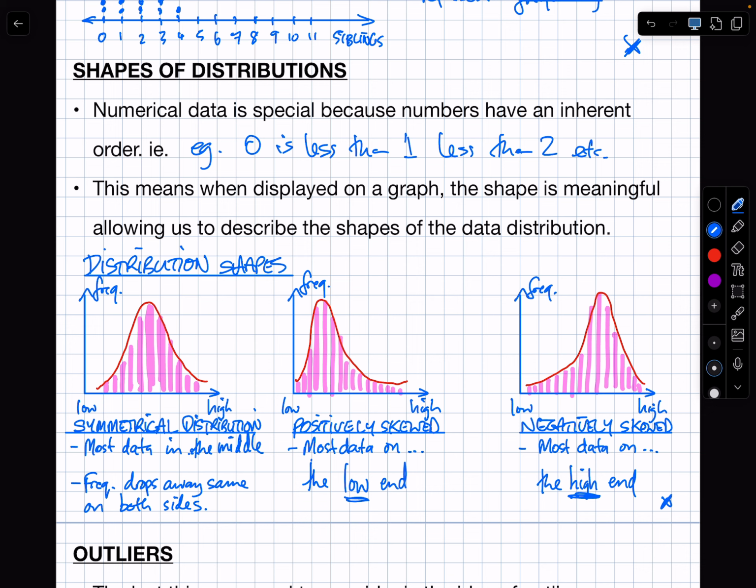Where's the peak here? Earlier. If there's a peak, if there's more data on the low end of data, we call it positively skewed. And where's the peak here? Earlier or later? Later. So if there's a peak on the high end of data, we call it negatively skewed.